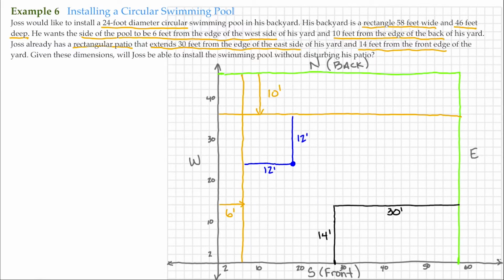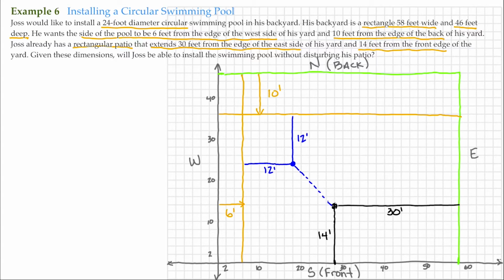Now the point that we're concerned with is right here. When we put the pool in, will it hit his patio? Because given these dimensions, we'll just be able to install the swimming pool without disturbing his patio. That's what we're concerned with. So visually, it doesn't look like this is 12 feet over to here, right? If it was 12 feet, it looks like the pool was going to hit his patio, but it doesn't quite look like it. But we're going to do it mathematically.